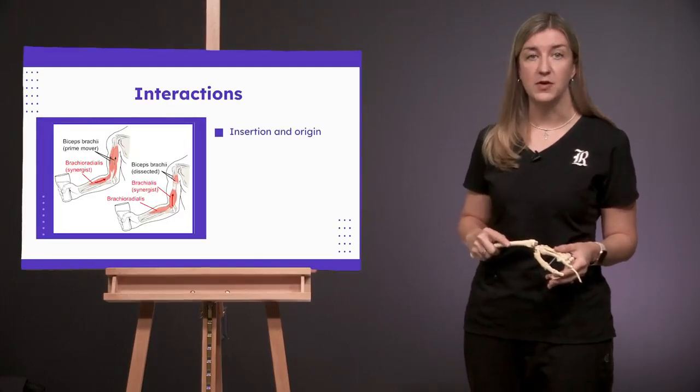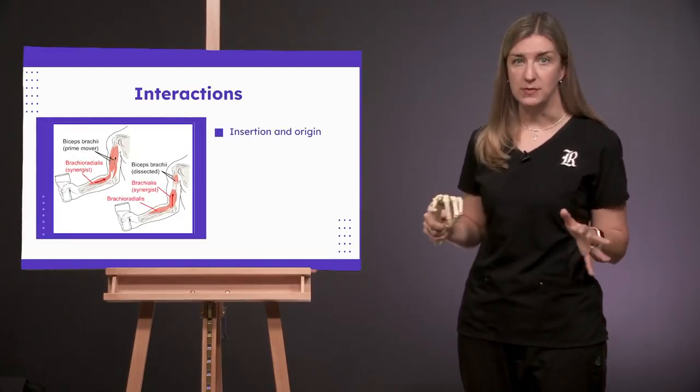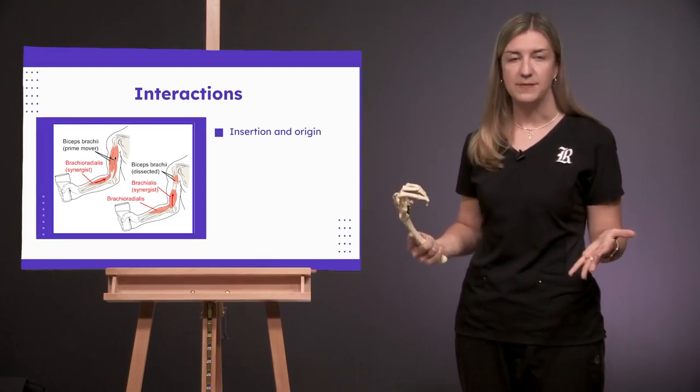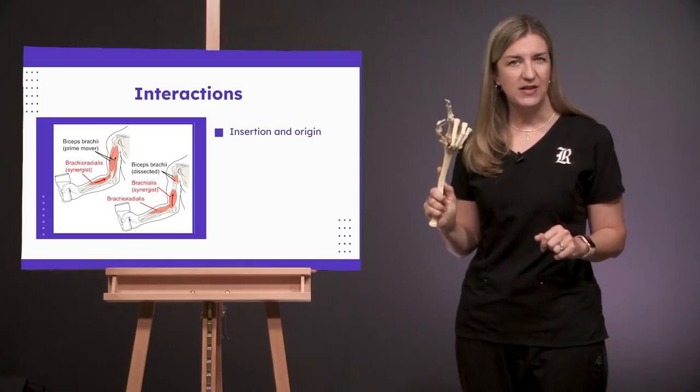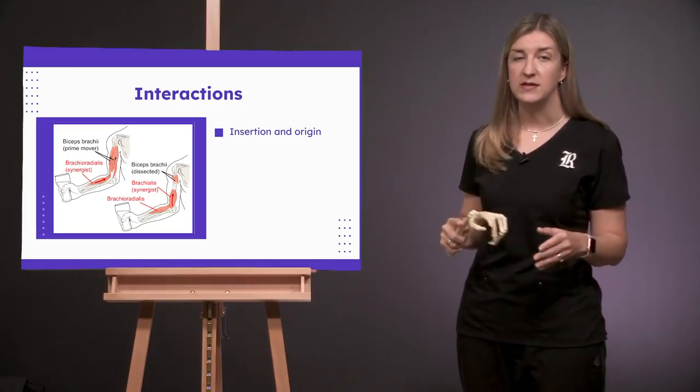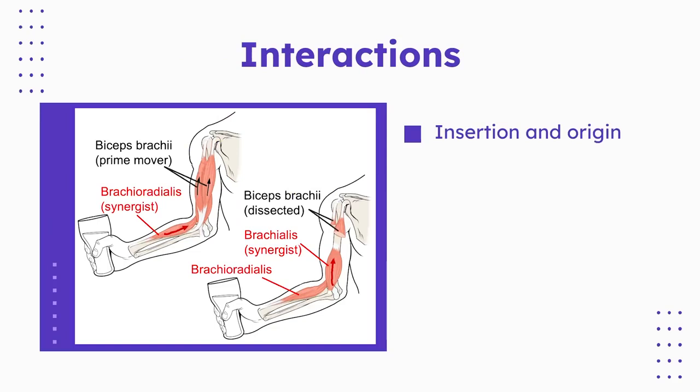Before we get much further, we need to discuss some new terms. Skeletal muscles have both an insertion and an origin. The origin is generally the more fixed end of the muscle, while the insertion is the more movable end. The origin is also typically proximal to the insertion when the body is in anatomical position.